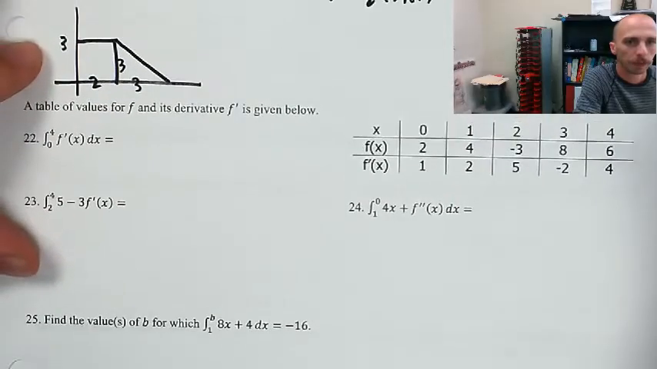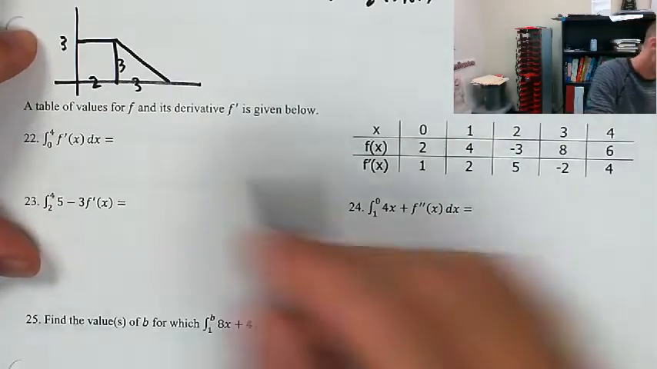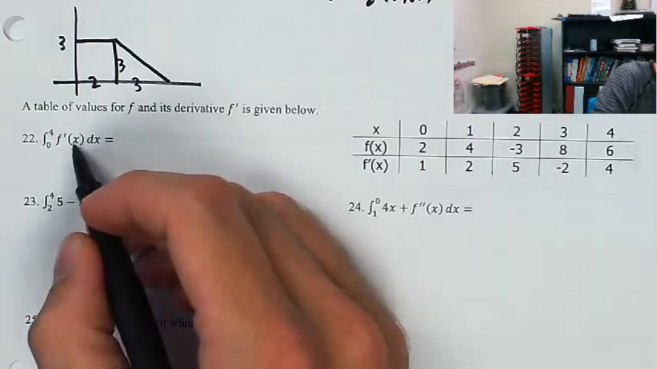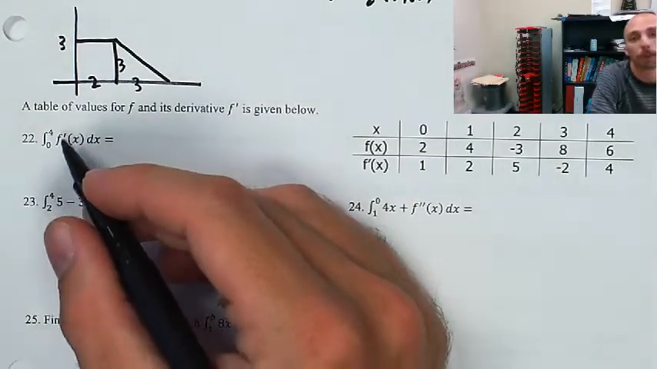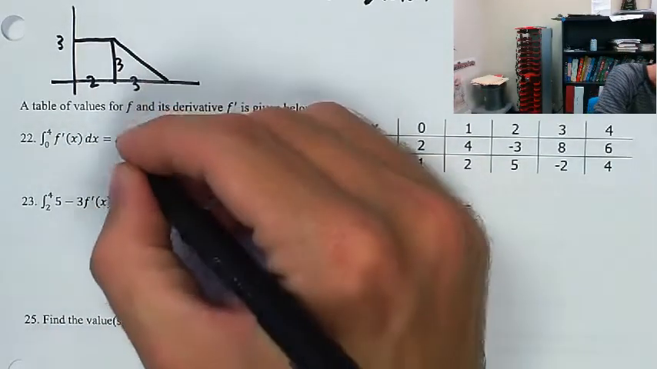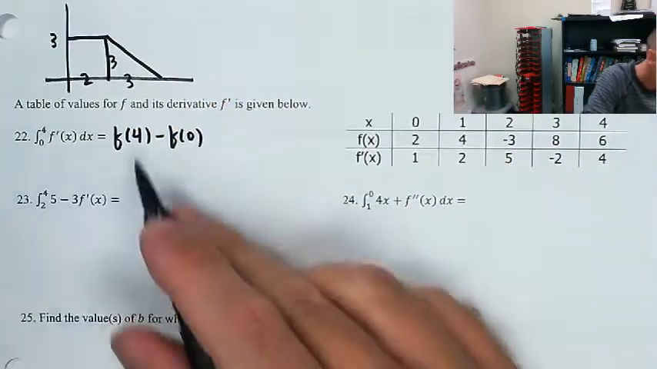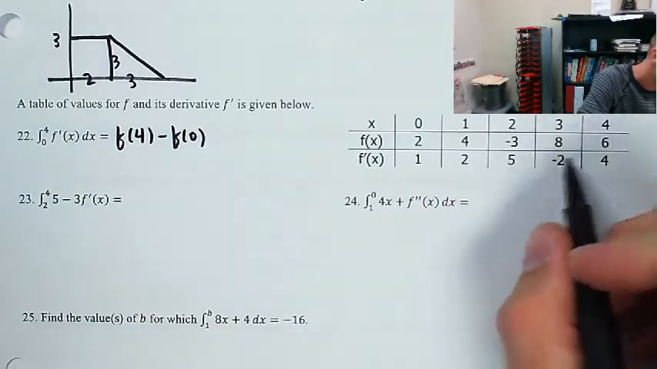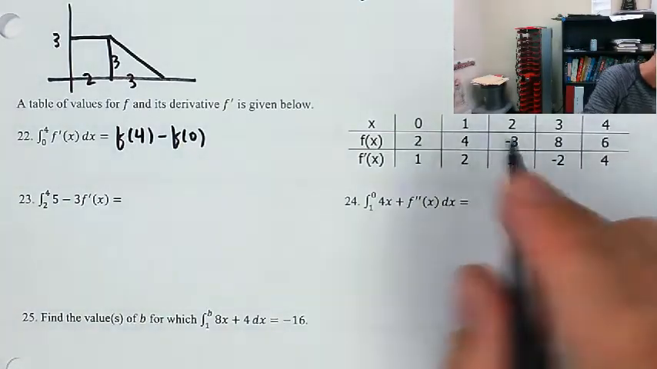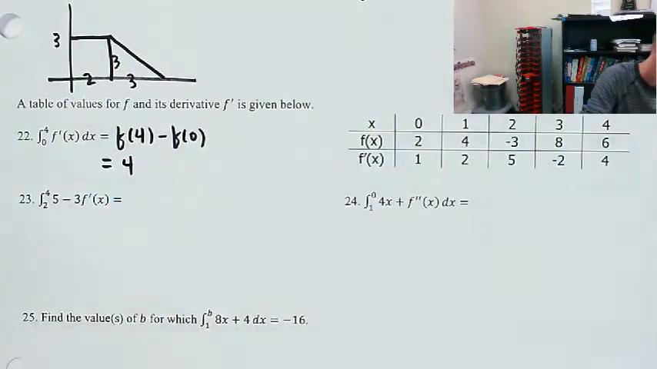All right, a table of values for f and its derivative f prime is given below. Integral from 0 to 4 of f prime of x dx. Find an antiderivative for f prime, that's f. Plug in top and bottom and subtract. So that's going to be f of 4 minus f of 0. It's the fundamental theorem of calculus. So f of 4 minus f of 0 is 6 minus 2, which is equal to 4.